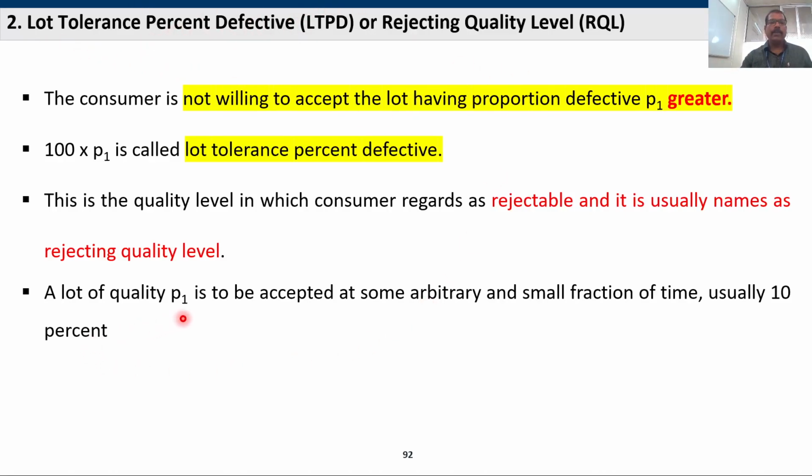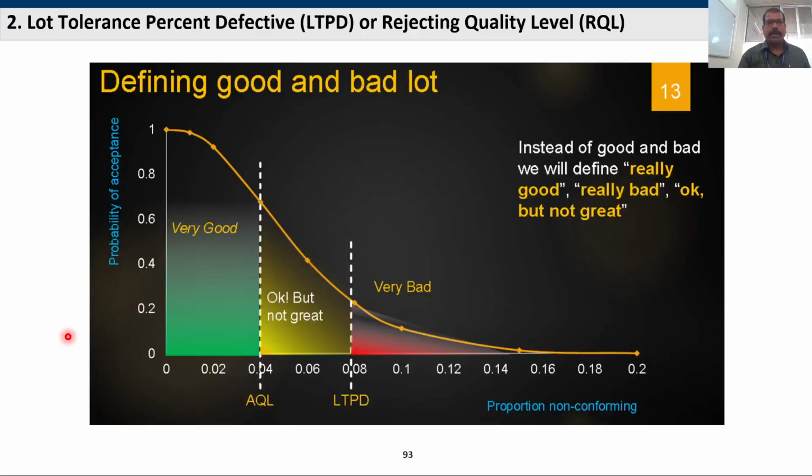The lot quality P1 is to be accepted at some arbitrary and small fraction of time, usually 10 percentage. Sometimes they will keep 10 percentage. In order to explain acceptance quality level and rejecting quality level, or LTPD, the quality curve is drawn here. Generally people say QC curve or quality curve. On the x-axis is the proportion non-conforming, and on the y-axis is the probability of acceptance.